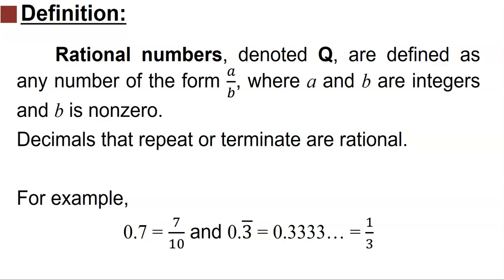So for example, we have the following. 0.7 is equal to 7 over 10. And 0.3 with a bar would mean 3 is repeated all throughout. But 0.3 with a bar there, which is 0.3333, is actually equal to 1/3. Again, this is a rational number.